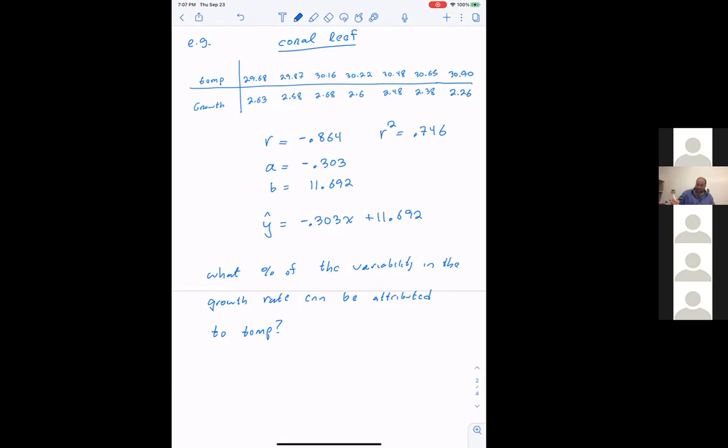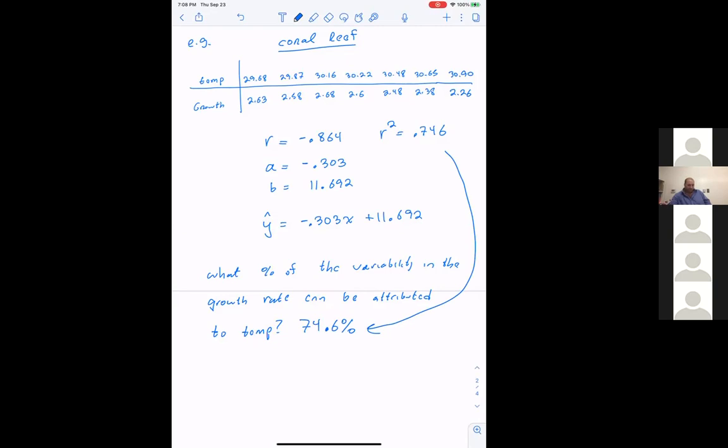The answer is 74.6%. In other words, your R squared value is the percent of the variability in the response variable that can be attributed to variability in the explanatory variable. Growth rate explains 74.6% of the temperature variation.